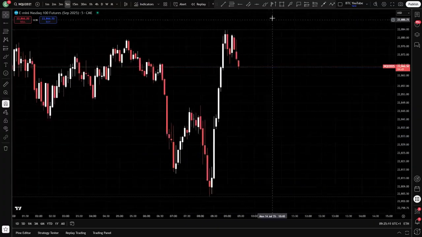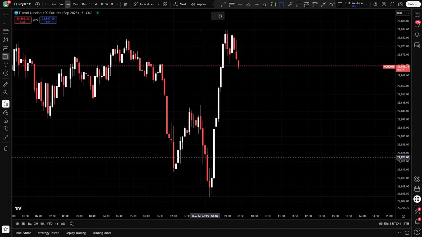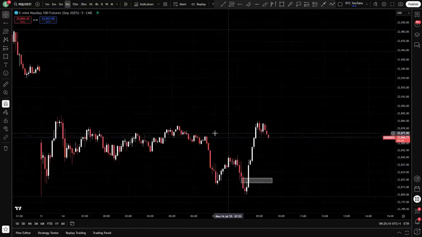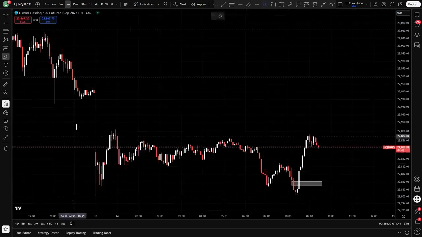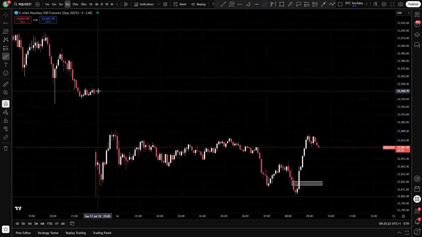I actually took a trade this morning. It wasn't a super clean setup, but I just did really like the momentum back to the upside. You can see, obviously, new week opening gap here is a big draw of liquidity.